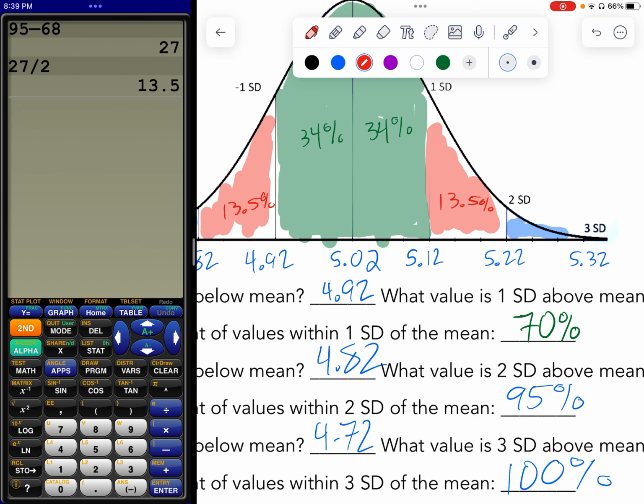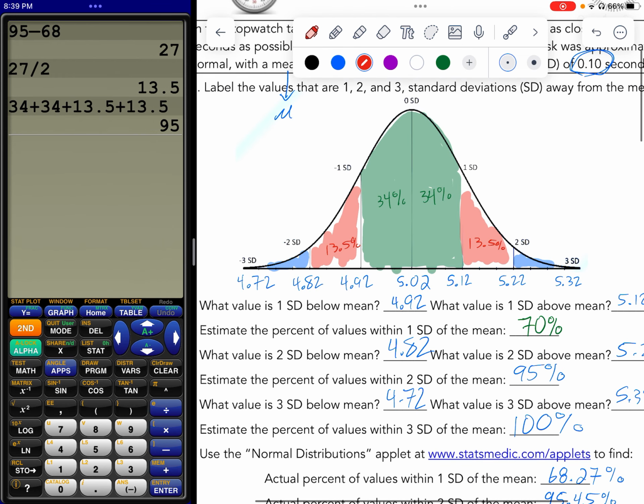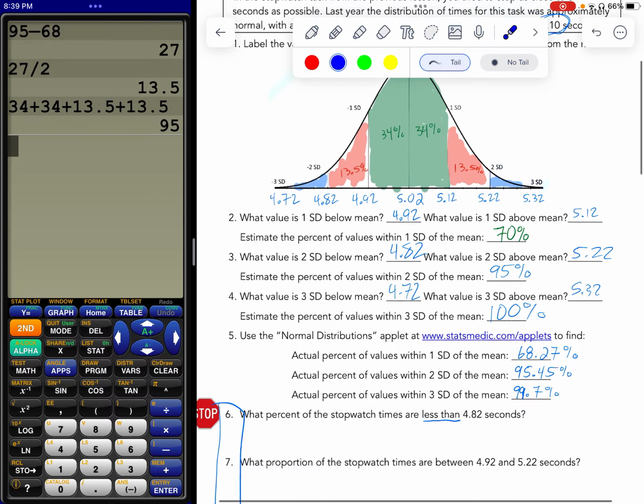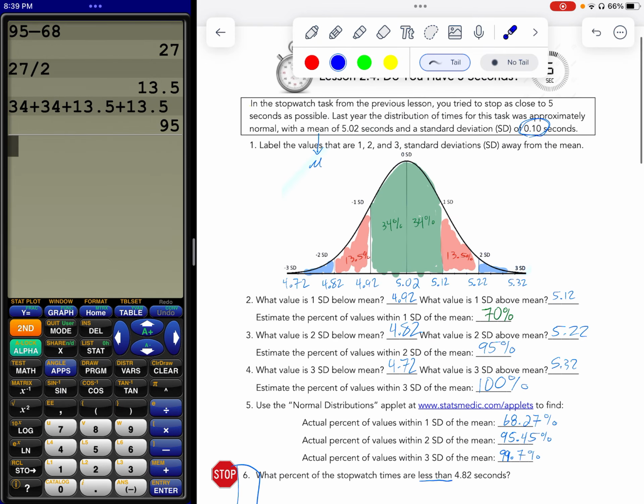If you're still not tracking with me here, do this. 34 plus 34 plus 13.5 plus 13.5 is 95. So if you're within 2 standard deviations of the mean, that will capture 95% of the data. Okay? Where am I going with all this?